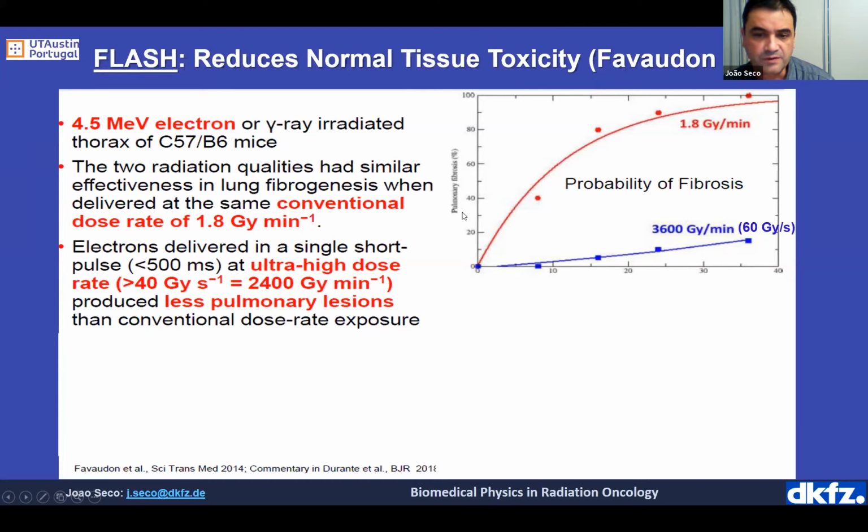The level of lung fibrosis, the pulmonary fibrosis, so this is a toxicity effect, a side effect, the toxicity is much more reduced in the case of the flash radiation. So 60 gray per second produces a fraction of lung fibrosis compared to 1.8 gray per minute. So the radiation given at ultra high dose rates, so in this case, just high dose rates, has protected the lung. And of course, the comment was that this is potentially related to oxygen depletion. So the radiation given at very high dose rates does not allow for oxygen damage.